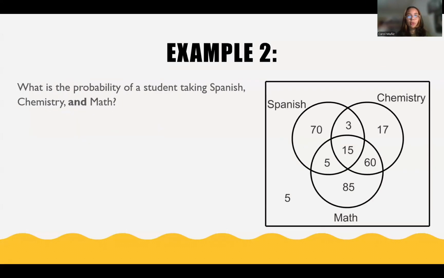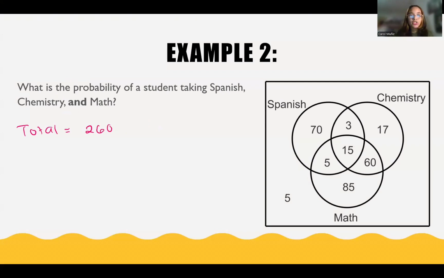Now let's go over an example using Venn diagrams. The problem says the following. What is the probability of a student taking Spanish, chemistry, and math? First of all, we have to sum the total amount of students who have taken the survey. If we add all these numbers together, we get that 260 students took this survey.